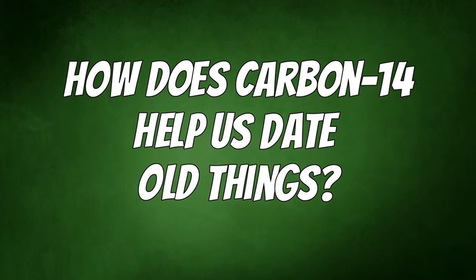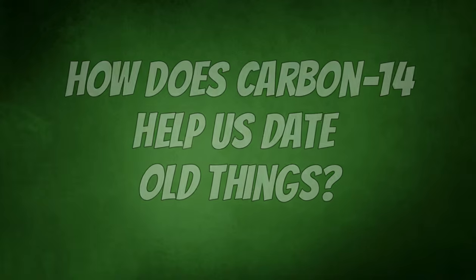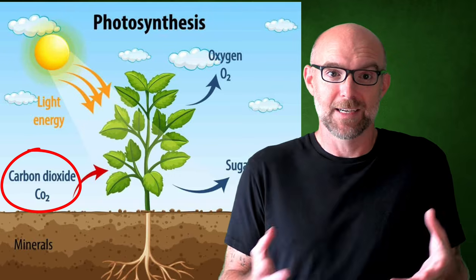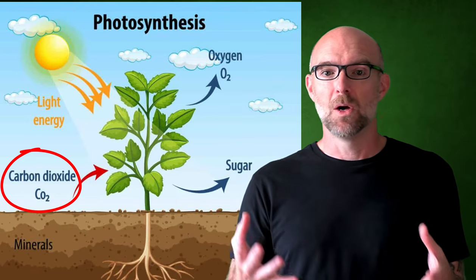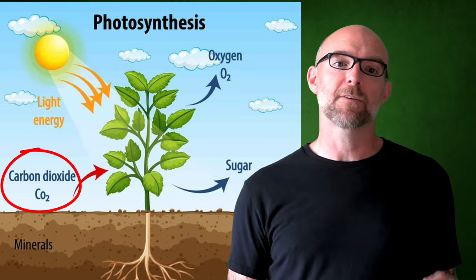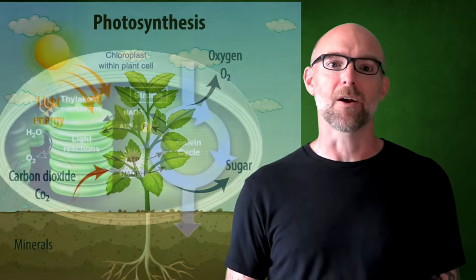How does carbon-14 help us date old things? Plants, every plant on planet Earth, take in carbon dioxide from the atmosphere during photosynthesis. That's literally where the carbon in plants comes from. The carbon that makes up wood, stems, leaves, roots, all comes directly from the carbon dioxide in the air.